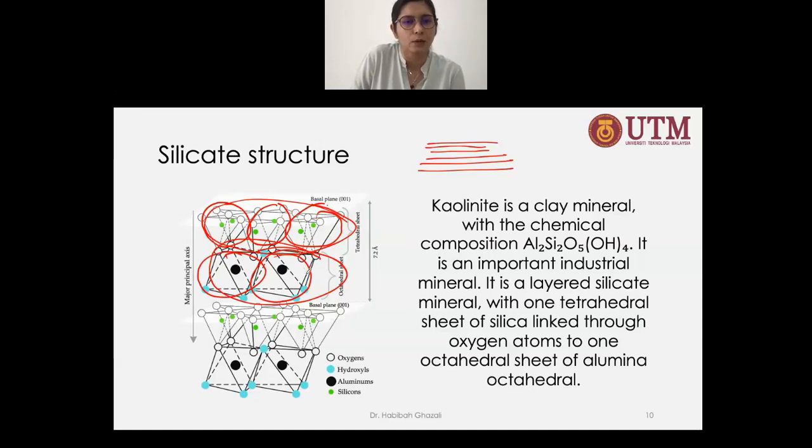So that's how they form clay. The main molecule here is silicate, with others attached to each other. Kaolinite is a clay mineral with a chemical composition as you can see here. It is an important industrial mineral and it has a layer structure.